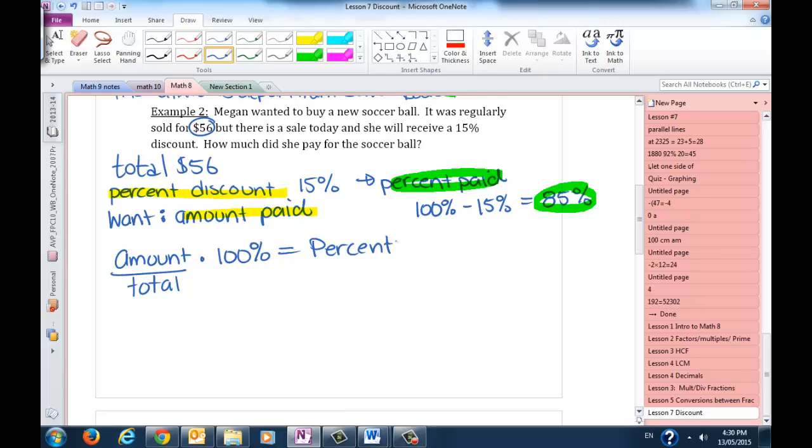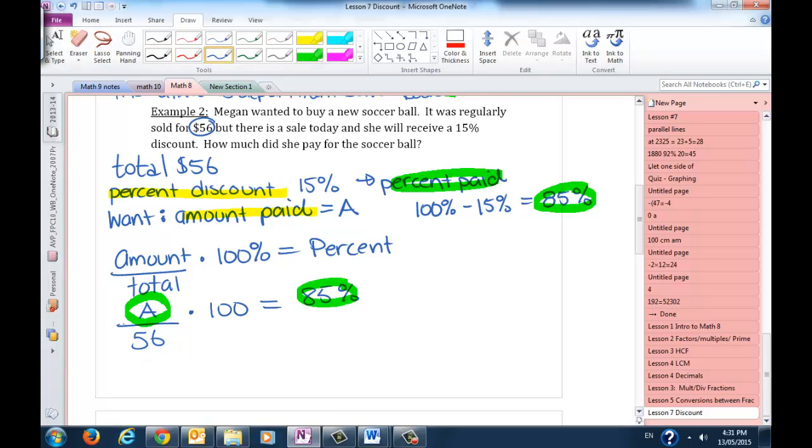Now the amount is what I want, so I'm going to let the amount paid equal A. The total price, or the original price of the soccer ball, was $56 multiplied by 100 is equal to my percent paid, which is 85%. It's really important when we're doing this that we're looking for amount paid and percent paid.